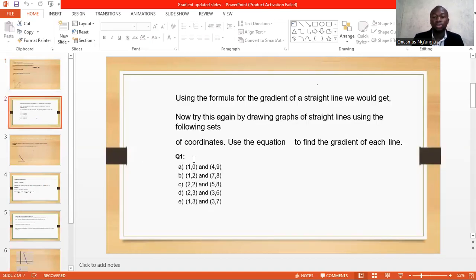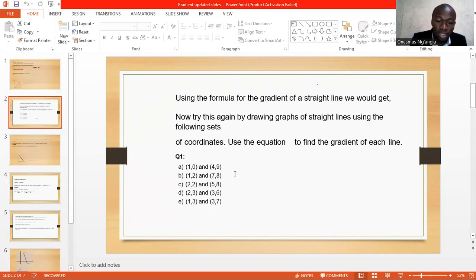We are given the points (1, 0) and (4, 9). In the point (1, 0), 1 is the x and 0 is the y. In the other point, (4, 9), 4 is the x coordinate and 9 is the y. So gradient is equal to change in y over change in x.